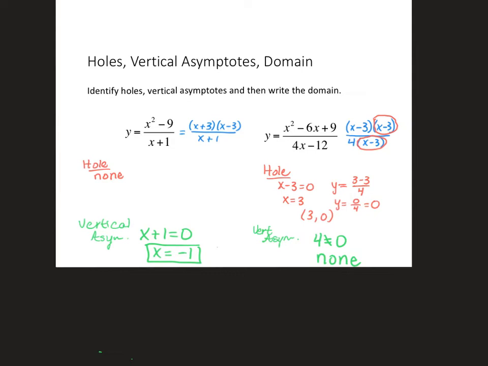Okay, so for my vertical asymptotes, you're using what is remaining in the denominator once you eliminate your holes. Well, here in my first, I have x plus 1, set it equal to 0. I have a vertical asymptote at -1. In my second one, I have only 4 left in the denominator, and if I try to set 4 equal to 0, that can never happen, so there is no vertical asymptote in the graph. I'm going to pull the graphs for both of these functions, and then we'll talk about the domain.